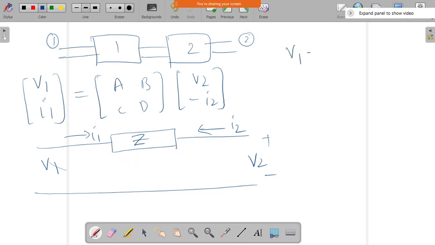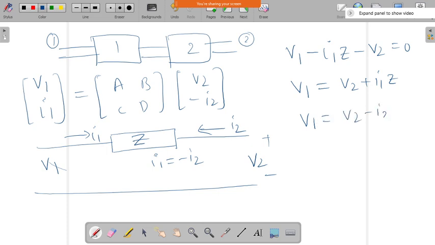So that is V1 minus I1 Z minus V2 equal to 0. This is what we get by applying KVL. So we get V1 equal to V2 plus I1 Z. Now we can see here I1 equal to minus I2, we can write like that. So we can write V1 equal to V2 minus I2 Z. This is one expression. And similarly for the current, I1 equal to minus I2.